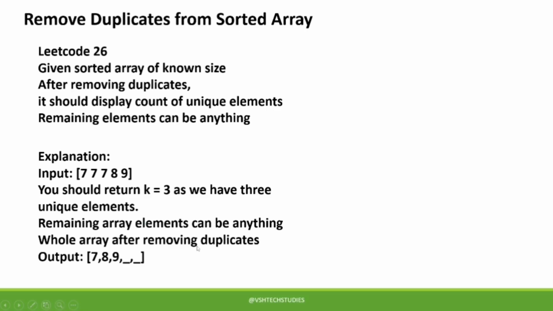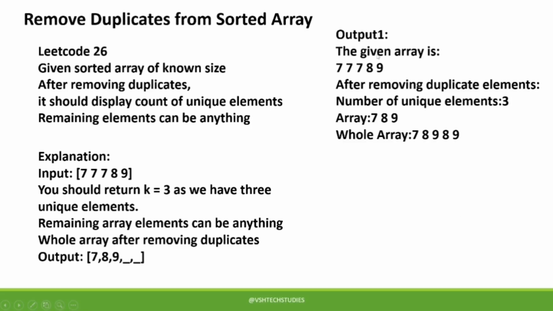So whole array after removing duplicates, if you display the first 3 elements 7, 8, 9 which are unique, the remaining elements can be anything. So that is shown with underscore here. So example input, if you take this, k equal to 3 should be returned, and in the array the first 3 elements are valid. The remaining 2 elements in the array of size 5 can be anything. So this is output 1.